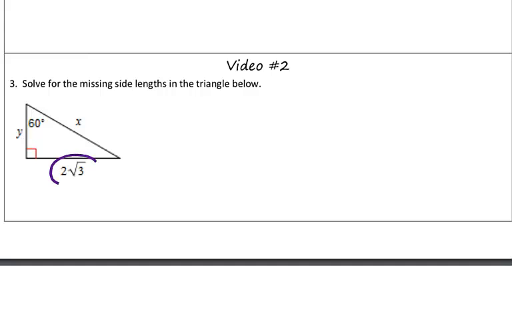So, taking a look at this example, the difference from the first two examples is that now we are given the longer side. What we're trying to do is figure out the two missing side lengths. Since it's a 30, 60, 90 triangle, we can use the shortcuts that we learned in our notes.